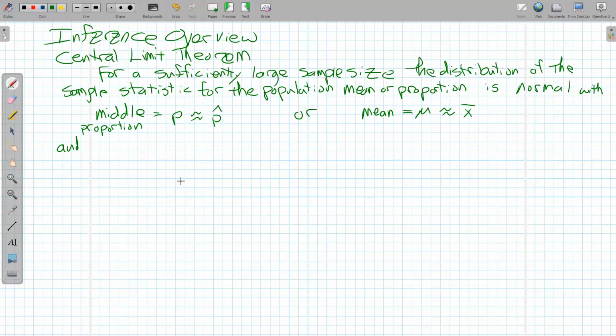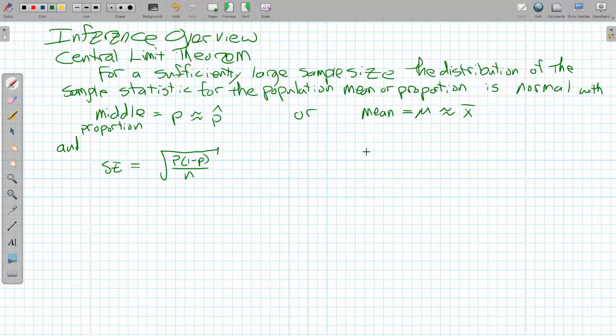Normal means bell-shaped. It talks about the standard error. So the standard error for a proportion we went over last class, that's going to be that big old square root with P times 1 minus P in parentheses over N. And sometimes if it's a hypothesis test, we think we know what P is, and if it's a confidence interval, this is our best estimate. So in here is either P or P hat, depends on the scenario.